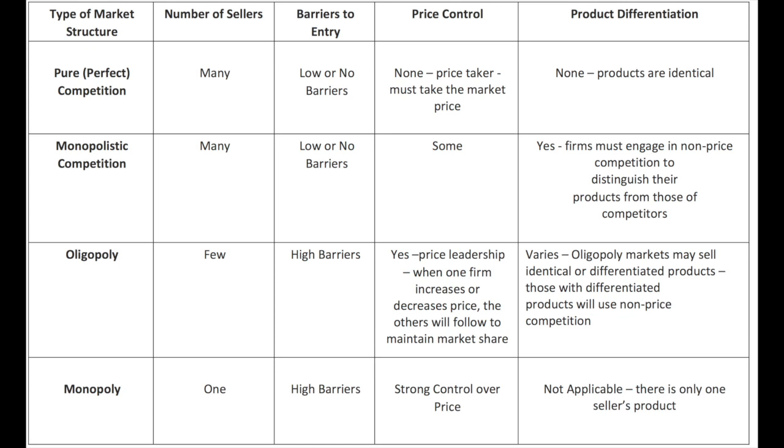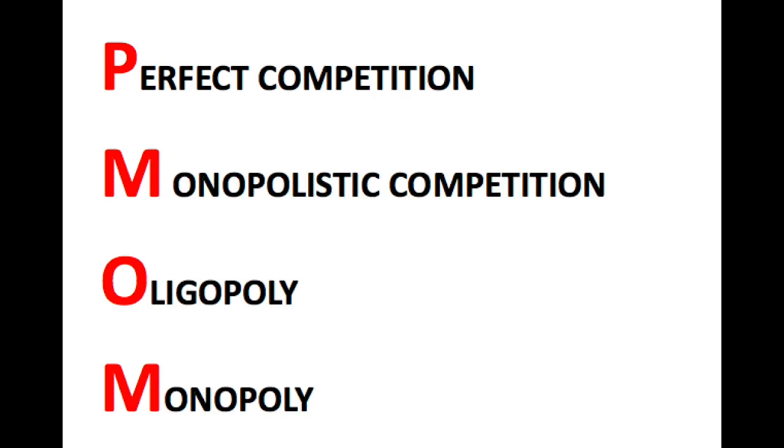That one's even uglier than the other one, but it's okay because we're going to give this one a name too. We're going to remember this bad boy. This chart we are going to call the perfect mom chart. Yeah, the perfect mom chart. All right, and so this one stands for perfect competition, monopolistic competition, oligopoly, and monopoly. So these are the four market structures you have to know.